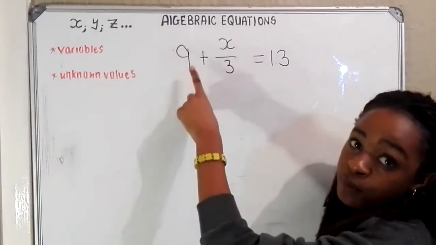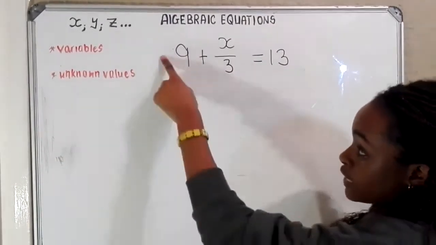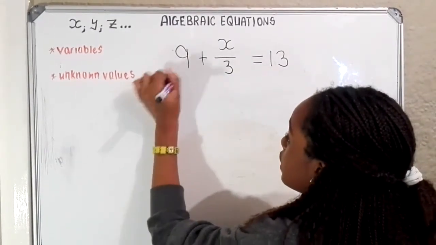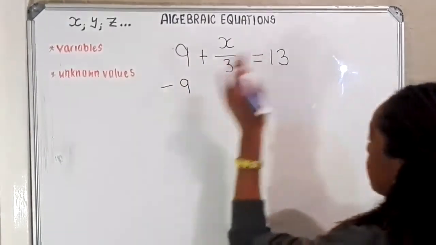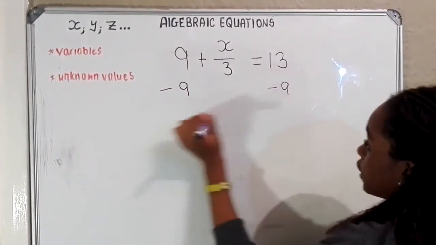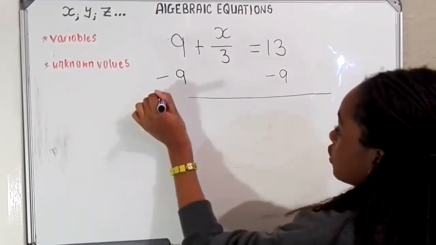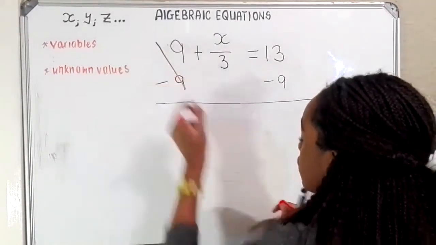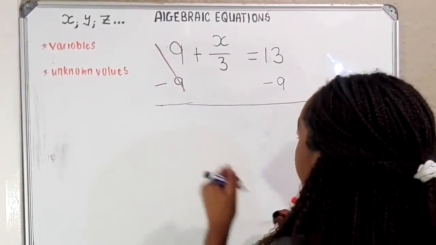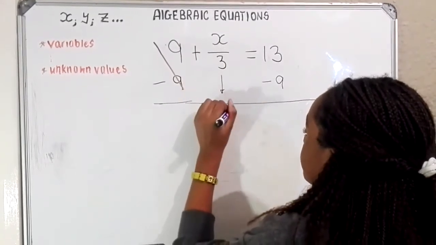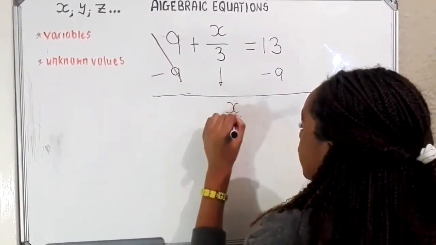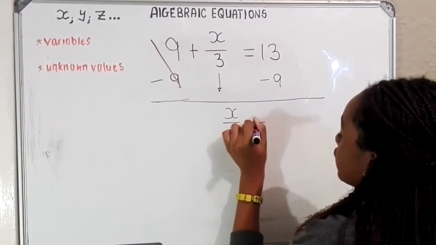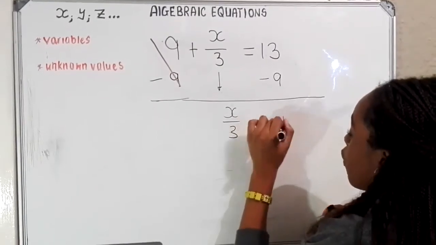So I'm going to start with my number, which is my constant. And I see that it's plus a positive 9, and the opposite of plus is minus, okay? So I'm going to minus 9 here. Whatever I do on this side, I must do on this side as well. Minus 9 over here, okay? So 9 minus 9, it cancels each other. And I'll be left with x over 3 is equal to 13 minus 9 gives me an answer of 4, okay?